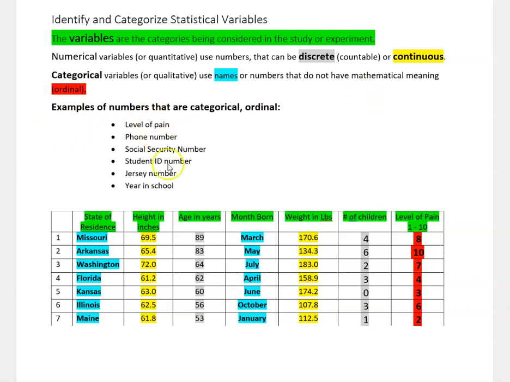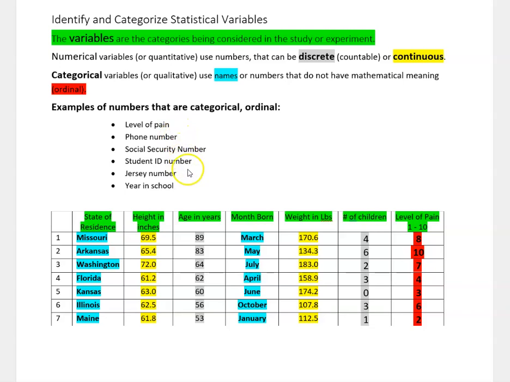So I put down some examples of numbers that are categorical and ordinal. So the level of pain, because my level 2 pain and your level 2 pain, we don't know if that's the same. We would say that my level 7 is definitely, I'm in more pain than my level 2, but you don't know exactly what that means mathematically.